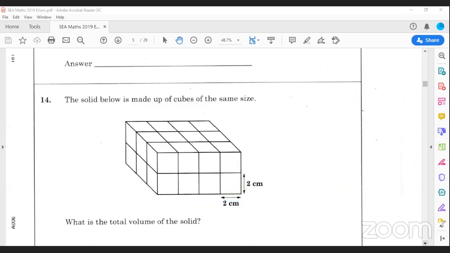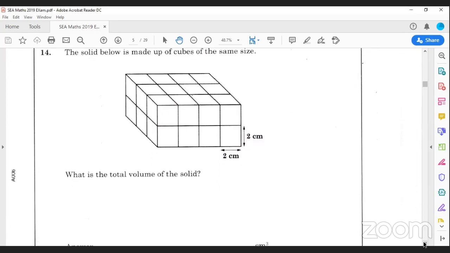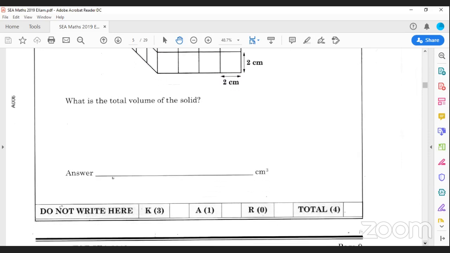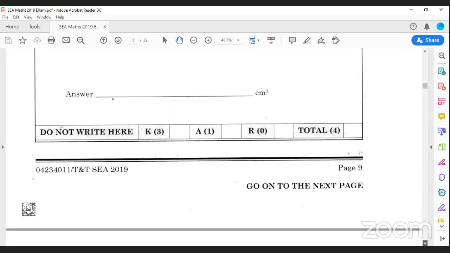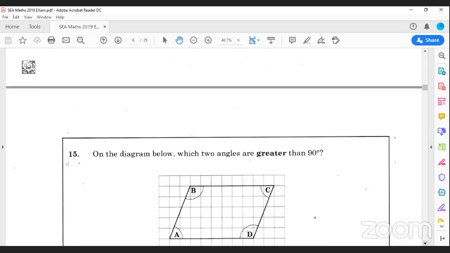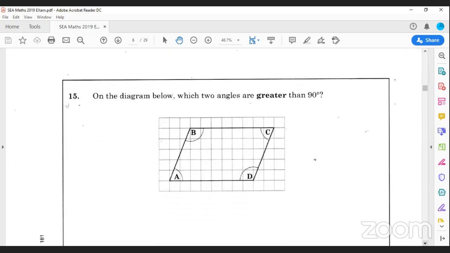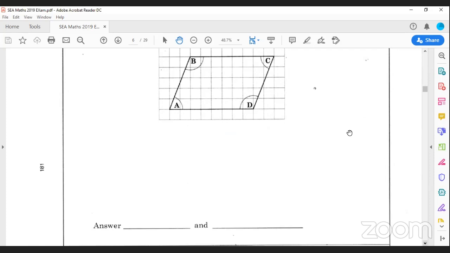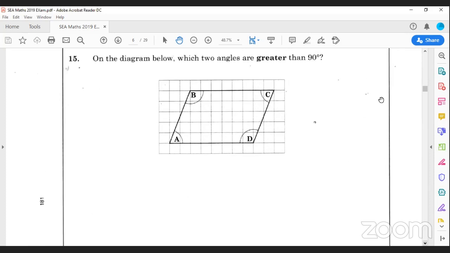Now let's go on to our next question. Our next question is number 15. Let's see what number 15 is. On the diagram below, which two angles are greater than 90 degrees? Now it's easy to solve this because of the diagram that was given. All right, so we know how a 90 degrees right angle will look like this, right?